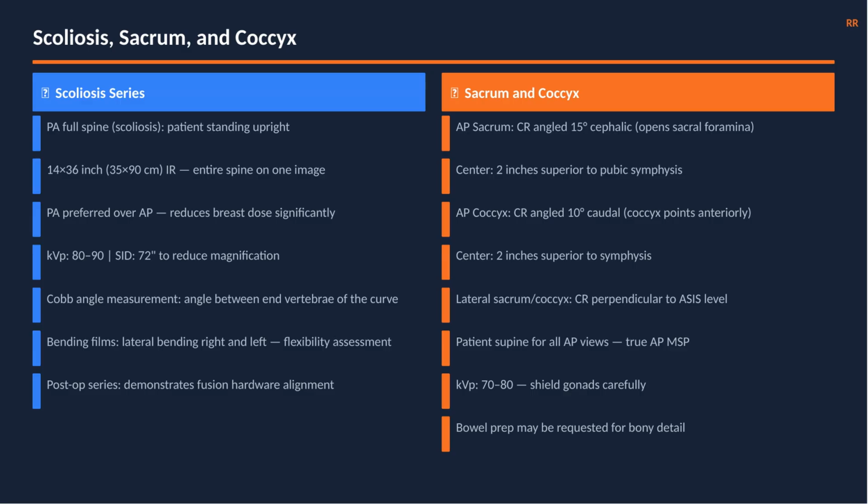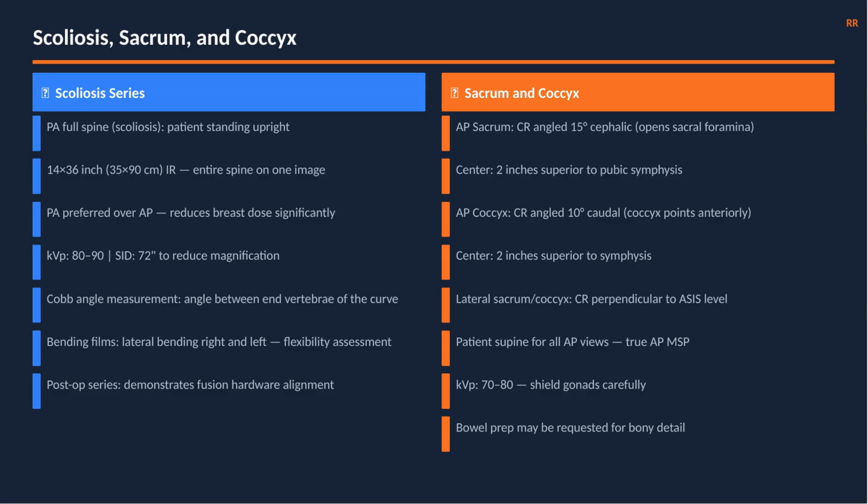Since scoliosis patients are typically adolescent females receiving serial examinations over years, the cumulative breast dose reduction from PA technique is clinically significant. KVP, 80 to 90. SID, 72 inches. The Cobb angle, the standard measurement of scoliosis severity, the angle between lines drawn along the end vertebrae of the curve.